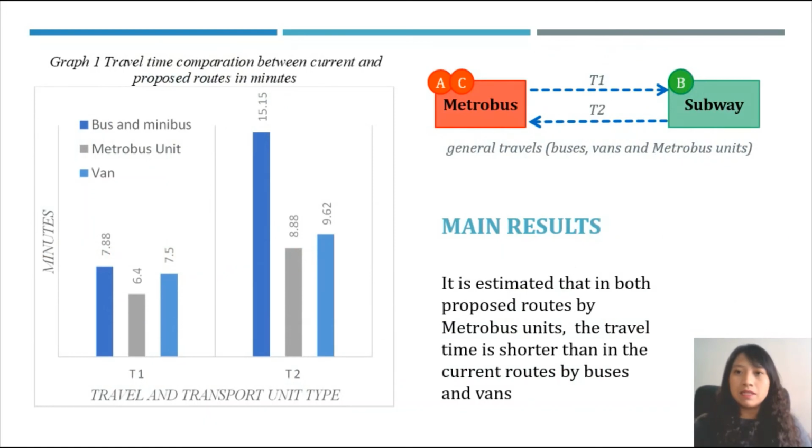This graph compares the travel time by buses, van, and Metrobus units. We defined travel T1 as the route from the Metrobus system to the subway system, and travel T2 as the route from station B to one station of the Metrobus system. The travel times for the proposed routes are presented in gray color. These have the shortest time in both travels, T1 and T2. Then, it is estimated that in both proposed routes by Metrobus units, the travel time is shorter than in the current routes by buses and vans.